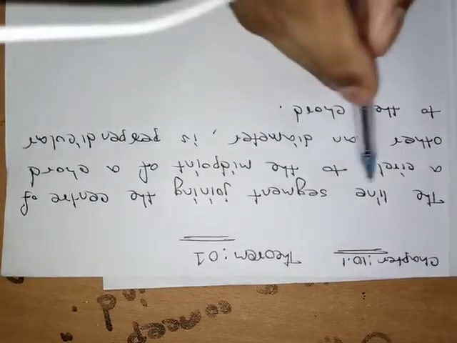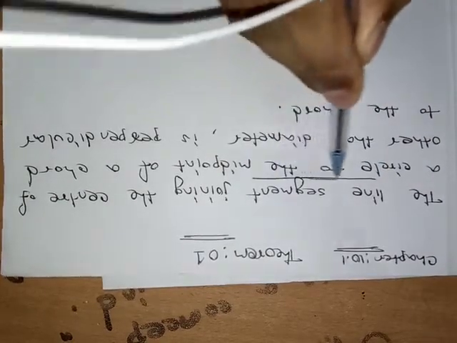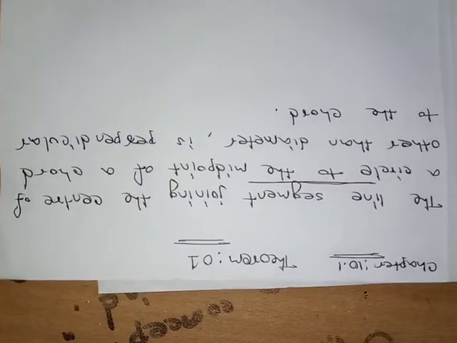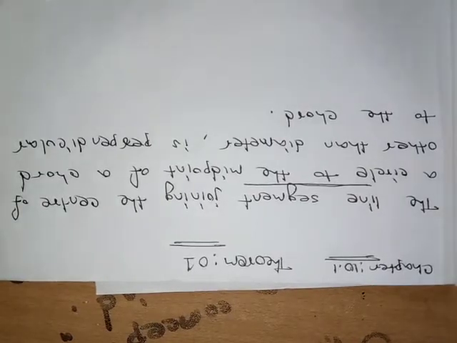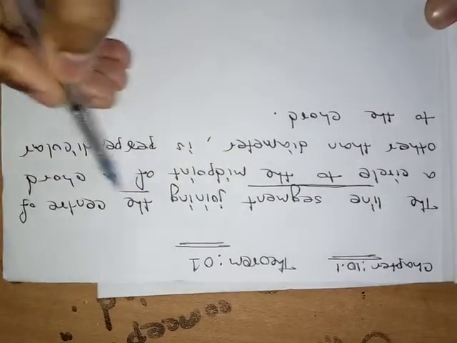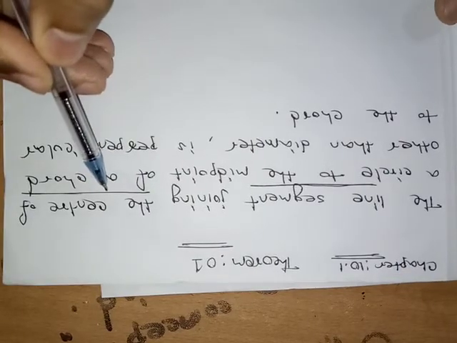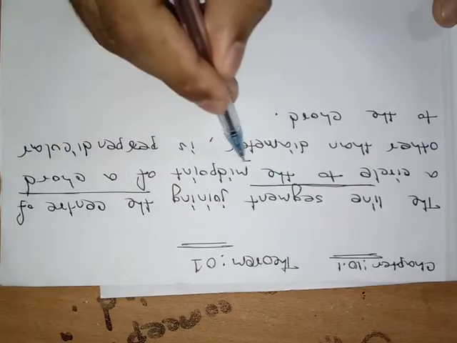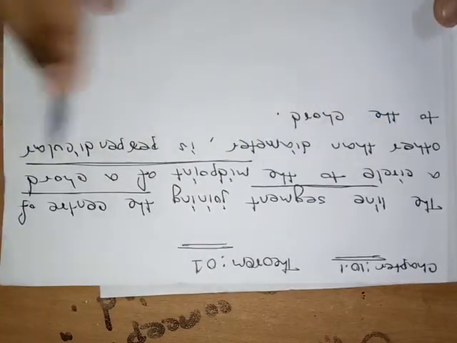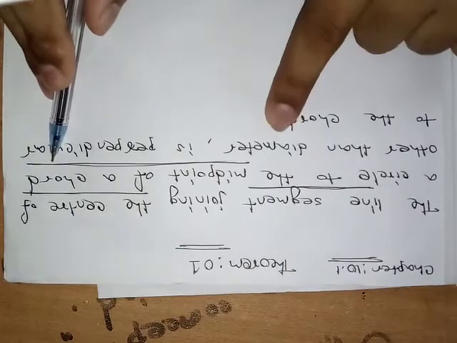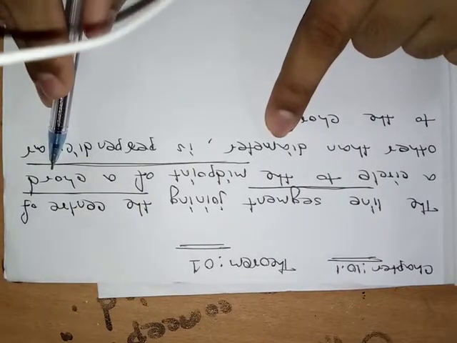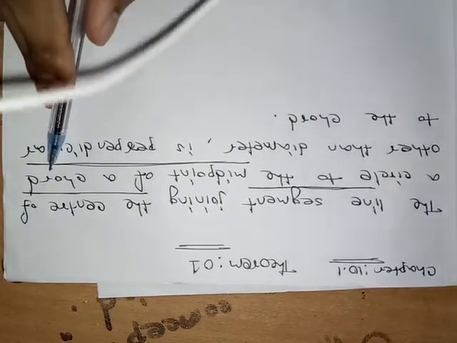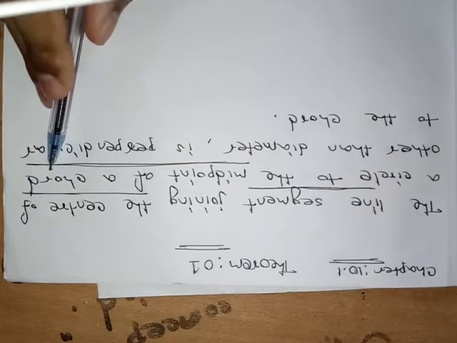The line segment. How to find the line segment? To have the line segment, we have to join 2 points. One is the center of the circle, and the second point is the midpoint of a chord. But that chord can't be a diameter. We have to choose the chord in such a way that it can't be a diameter.